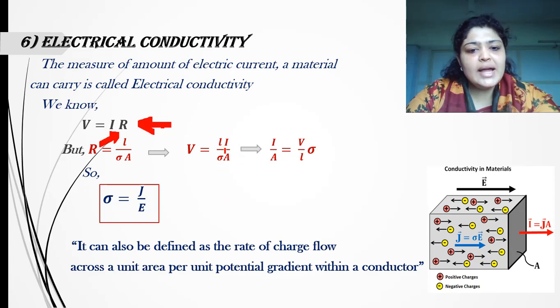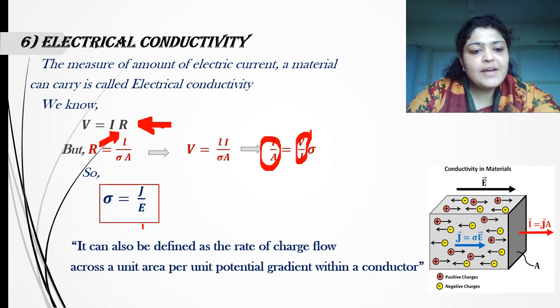Now you know that I upon A is J, and I carry L over here. So I can write I by A equals V upon L into sigma. Now this quantity is known as current density and this quantity is known as electric field. So I get the relation of conductivity: sigma equals J upon E.